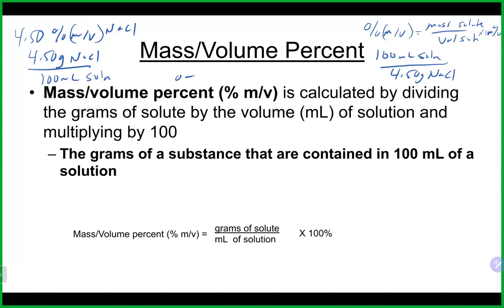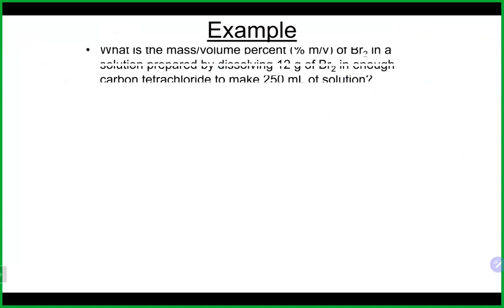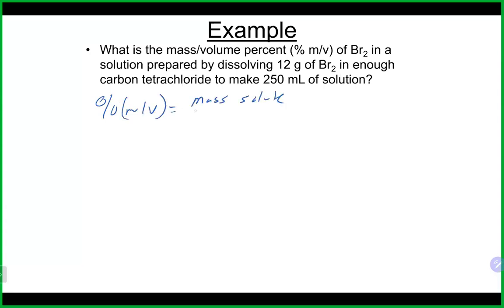All right, so why don't you try one here and see? I think we got one coming up. What is the mass to volume percent of bromine in a solution that's prepared by dissolving 12 grams of bromine in enough carbon tetrachloride to make 250 milliliters? In this case, we're doing percent mass to volume, and that would be our mass of the solute divided by the volume of solution times 100%.